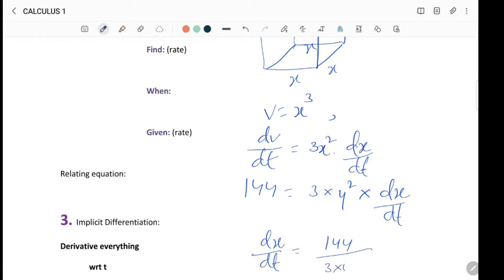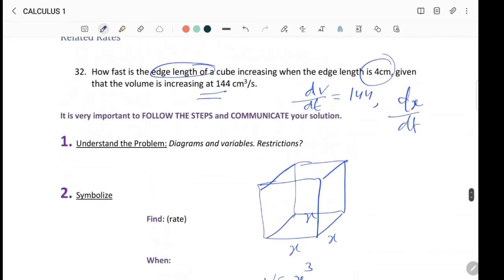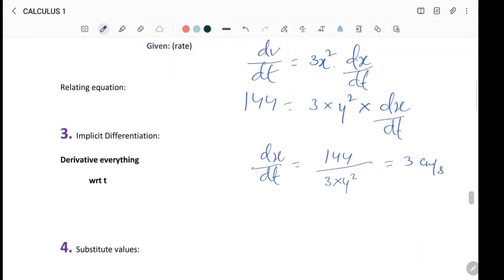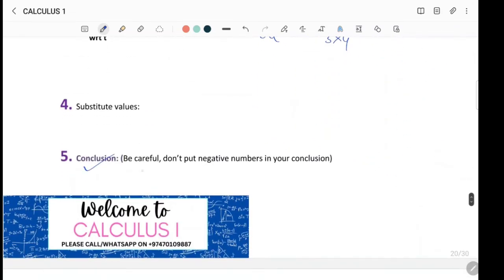So here we got dx over dt is 144 over 3 times 4 square, that is 3. So 3 centimeter per second. Yeah, now the conclusion, be careful.